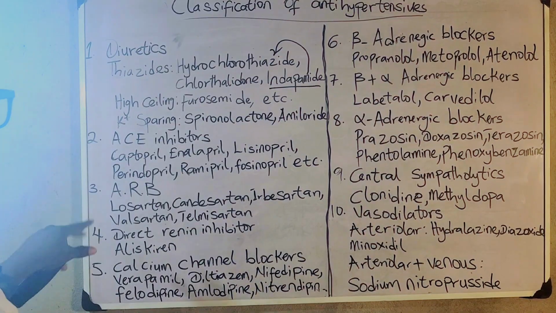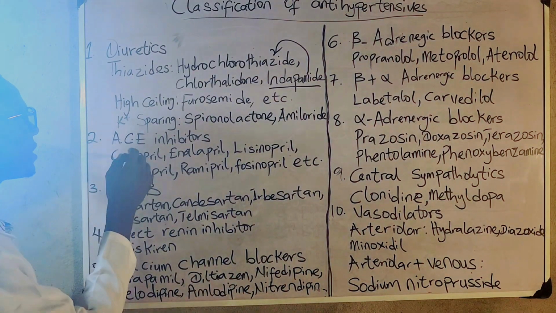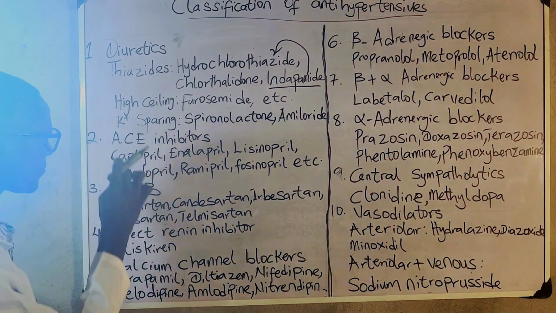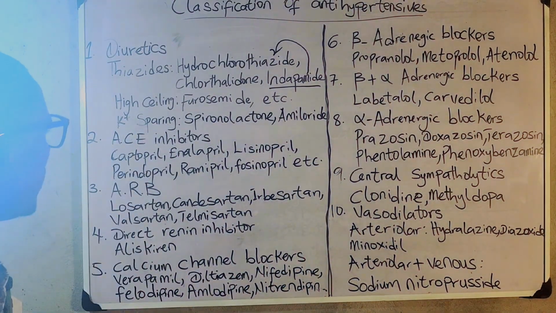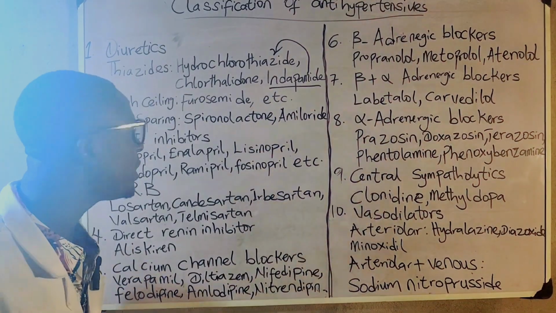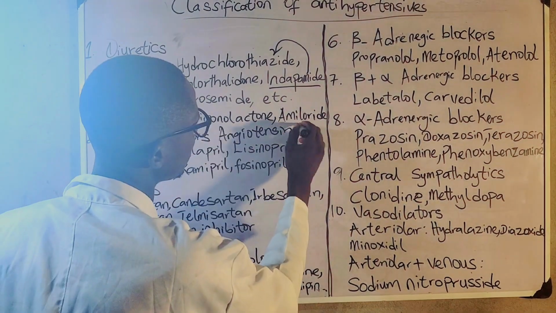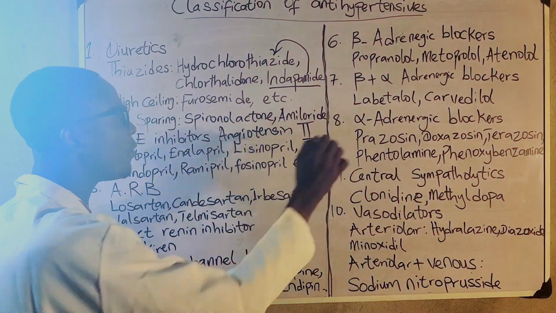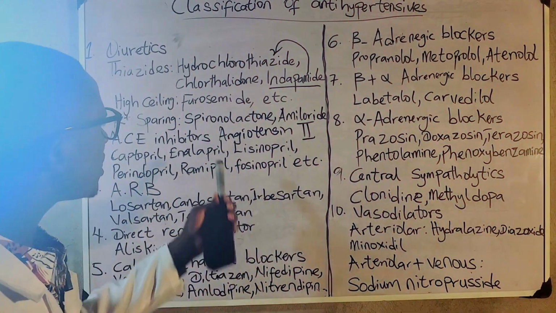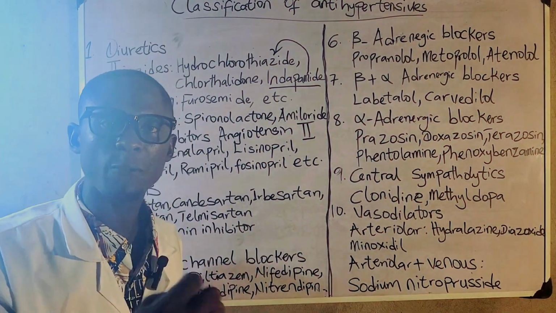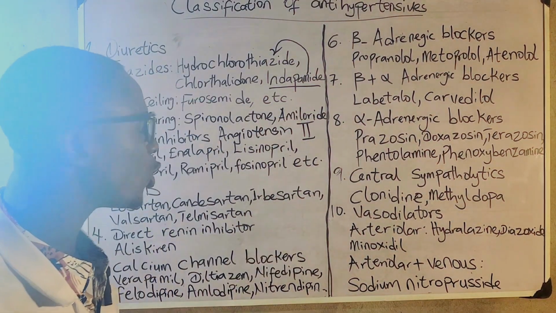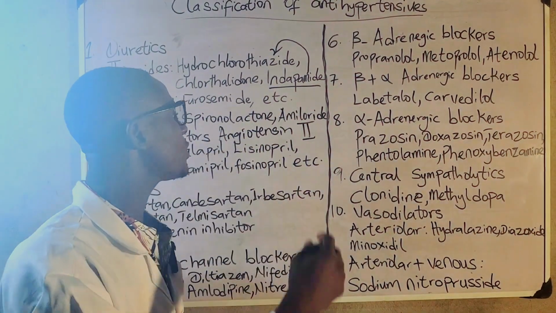Then another class we have there is the angiotensin converting enzyme inhibitors. That's what we call ACE inhibitors. What do they do? They prevent the formation of angiotensin 2. Angiotensin 2 is a potent vasoconstrictor.